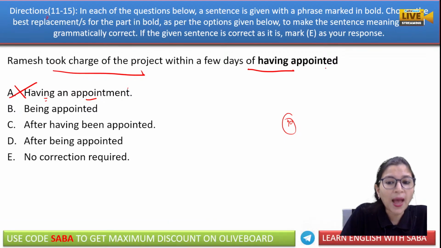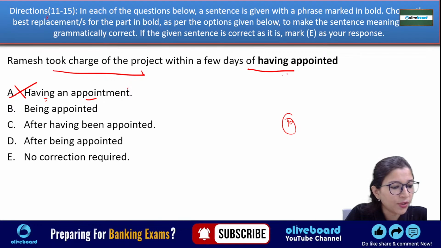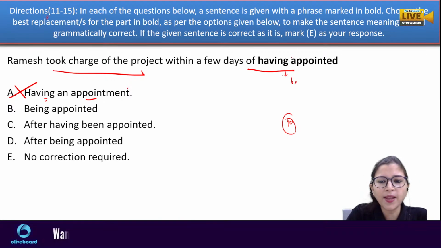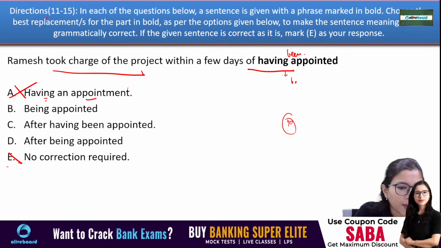Within a few days of having appointed, so Ramesh himself is appointed. He is not appointing anyone. So he himself is appointed, so it should be in passive voice. अगर having been appointed होता तो बिल्कुल use कर सकते थे. So it is incorrect. No correction required.